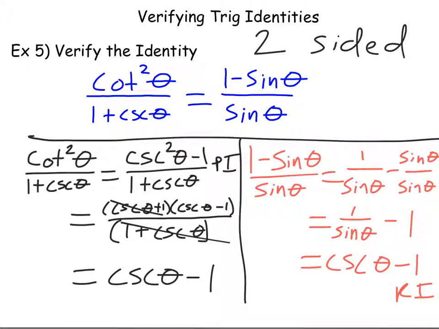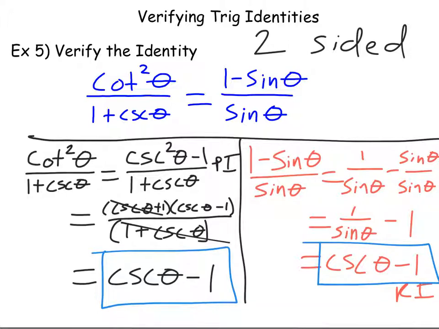When I started the left side, I never got to the right side. When I started the right, I never got to the left. However, at this point, we have verified the identity because we have shown the left side can be simplified to cosecant minus 1. So can the right. Okay? They both equal the same thing, cosecant theta minus 1, which is sufficient to say that the two expressions that we started with, the left side and the right side, they do equal each other. Okay? That's one to make special note of.